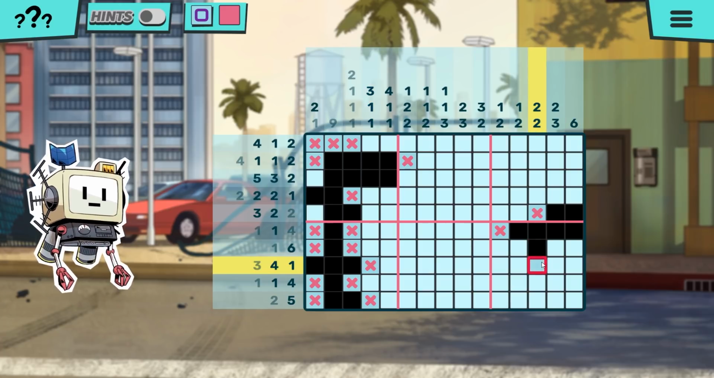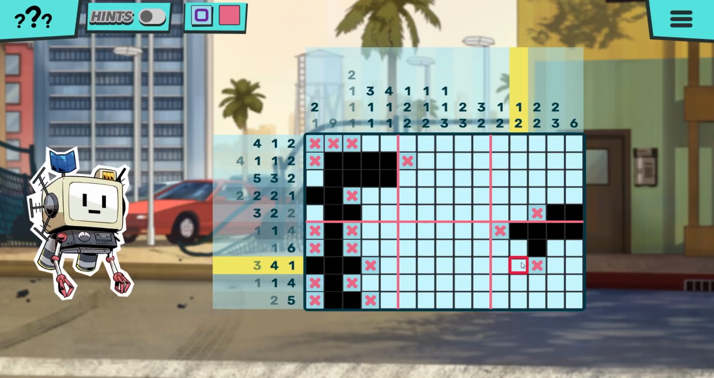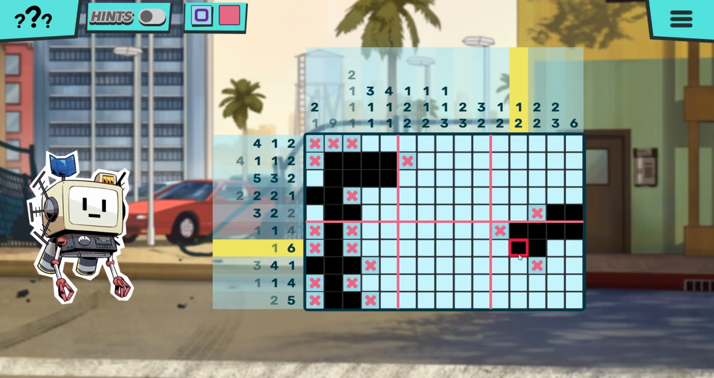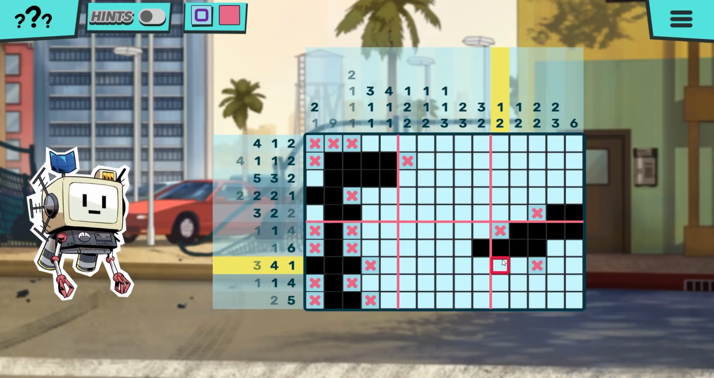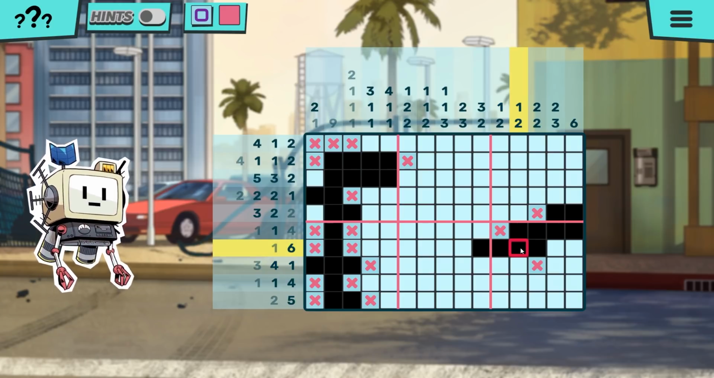Oh, here we go. We know that's there. Oh, it has to be a 2. You're right. Which means... yeah, we don't know about that one. But we do know that the 6 extends this way. Yes. We don't know if that's the 1 or the 2, though.